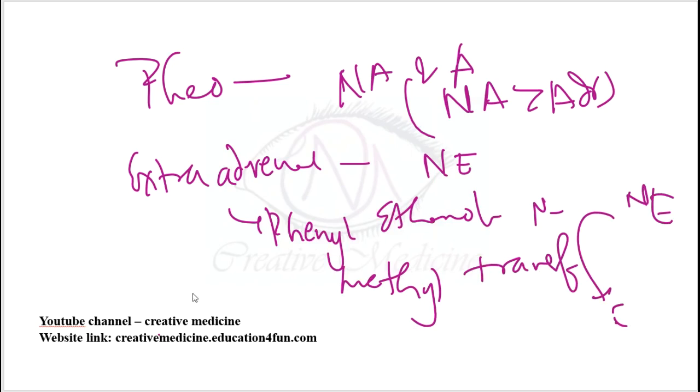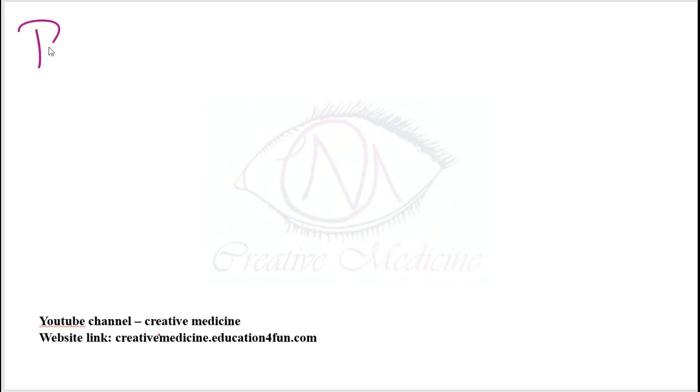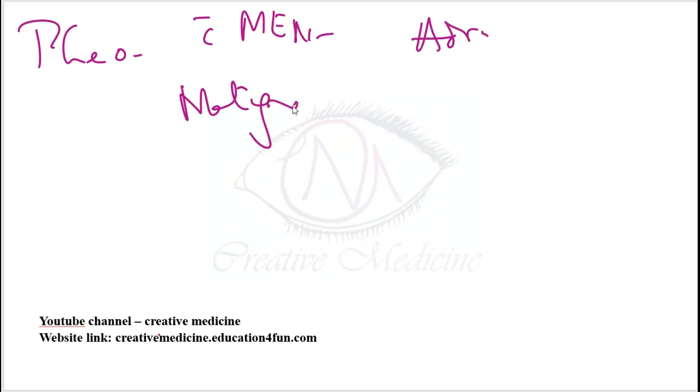This is deficient, and as a result the extra-adrenal pheochromocytoma will not produce adrenaline, it produces only norepinephrine or noradrenaline. Then if the pheochromocytoma is associated with MEN1, this will produce adrenaline only. Then if you see the malignant pheochromocytoma, this will produce dopamine, homovanillic acid, and also the criteria of malignancy.